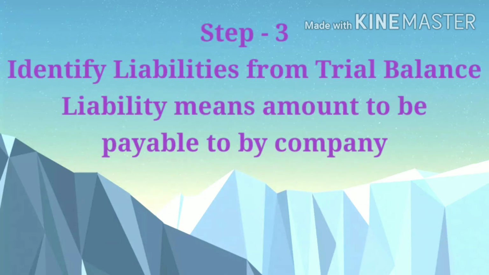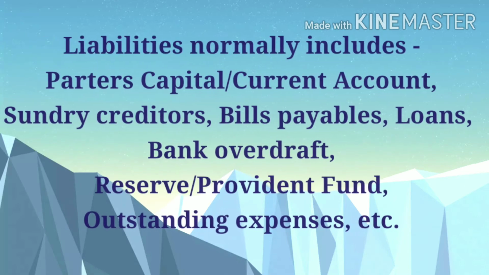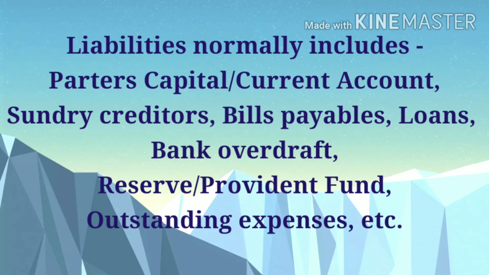Then step 3, identify liabilities from the trial balance and transfer them to the balance sheet in the liability column. Liability means any type of amount which a company has to give to external parties. For example, partners' capital accounts or current accounts, sundry creditors, bills payable, any type of loan, bank overdraft, outstanding expenses, any type of fund or reserve.